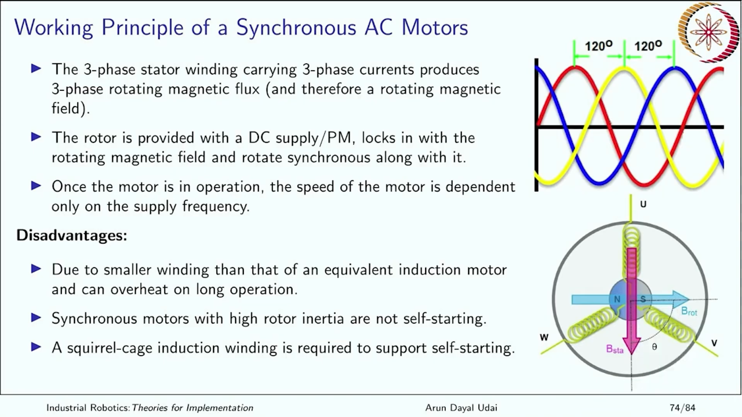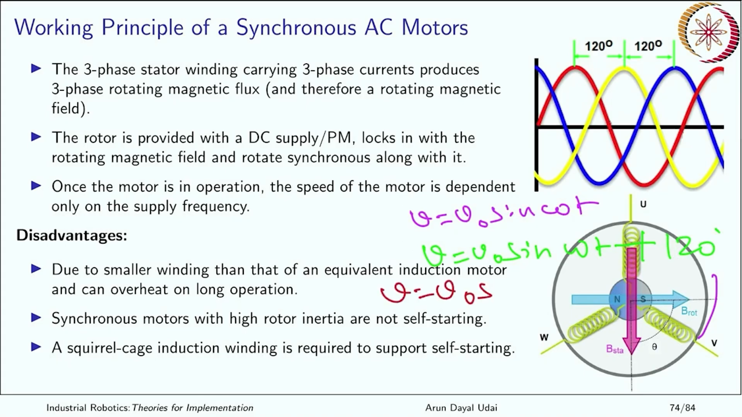So yes, this is there. One of them, let us say, has V equal to V0 sine omega t. The next one will have a voltage which is V equal to V0 sine omega t plus 120 degrees. The third one will have V equal to V0 sine omega t plus 240 degrees. Got it? So all the phases are part of the three-phase AC supply.